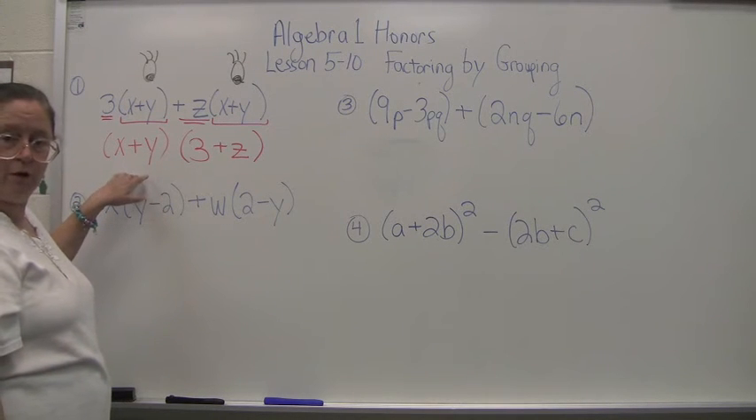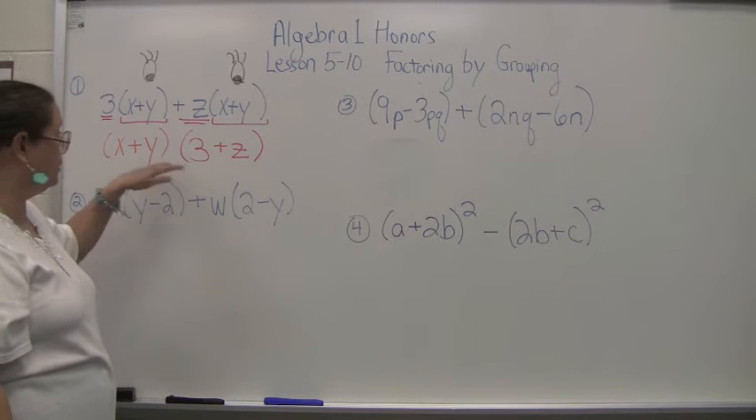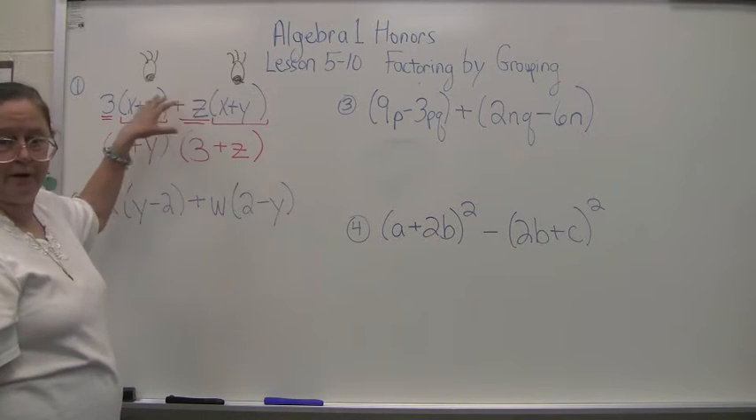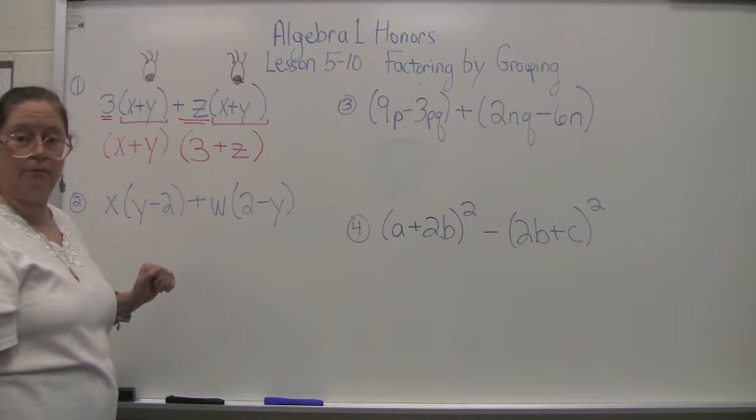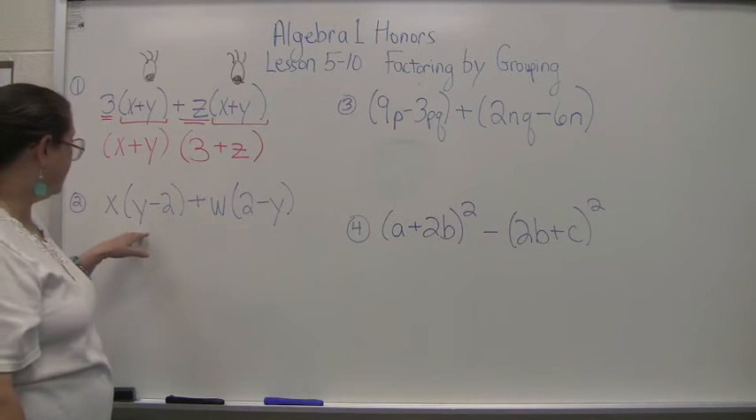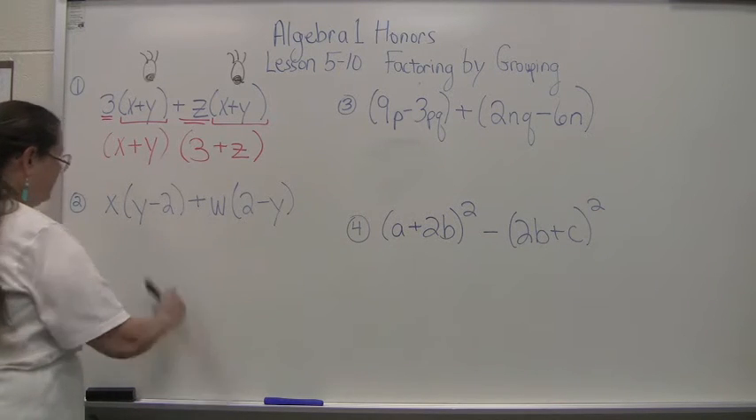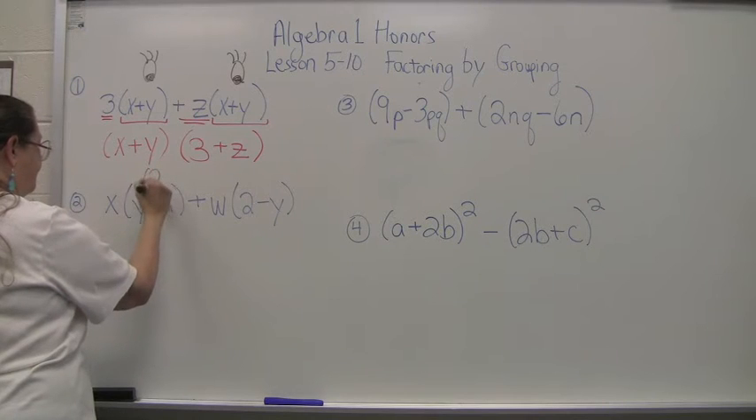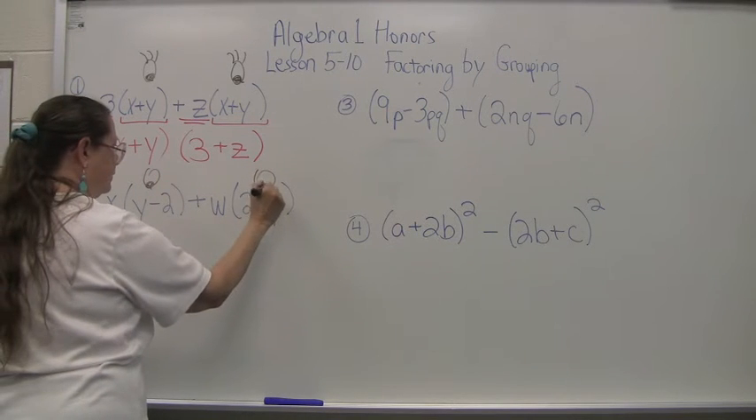You remember how to FOIL? First, outer, inner, last, we'd multiply. And then we'd distribute the 3 and distribute the z up there, and we would get the same answer. Okay? Now, let's look at this next one. Oh, my eyeballs should be looking right here, and right here.